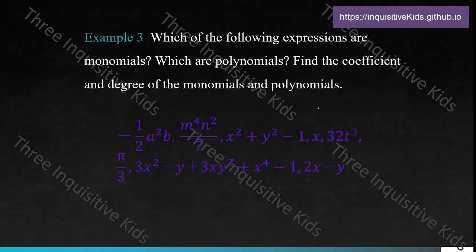Example 3. Which of the following expressions are monomials? Which are polynomials? Find the coefficient and degree of the monomials and polynomials. I'm sure you got all of these right. And if you're confused about anything, you probably want to go back to when I was talking about the concept. Or you may even want to go all the way back to monomials. So try this problem. I think you got it. You should. But if you didn't or are confused, go back and rewatch. And then we'll be moving on.